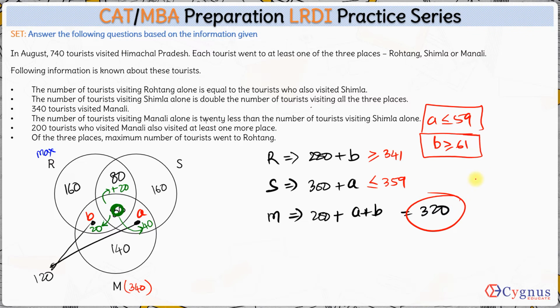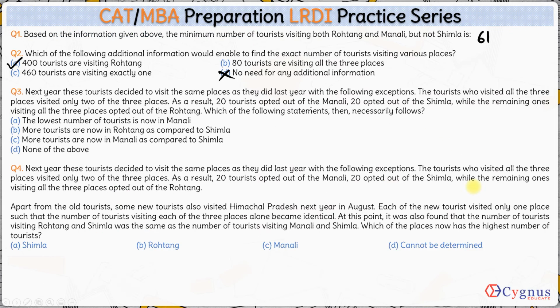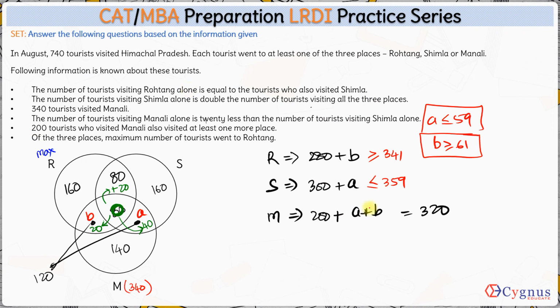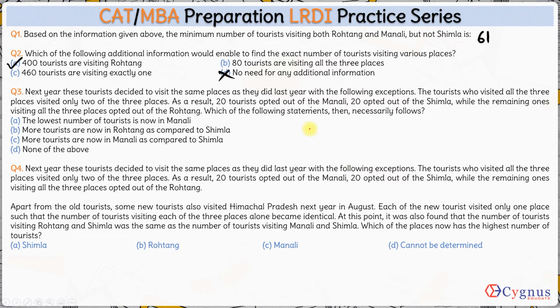And for Manali it is fixed 320. Now let's look at the options. First option, the lowest number of tourists visited is now in Manali. We cannot be sure about it because for Shimla also the number of tourists visiting can be least. If A is, let's say, 0, this becomes 300 and hence becomes the least. So option A cannot be necessarily true.